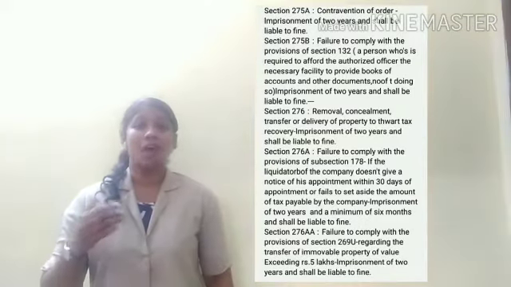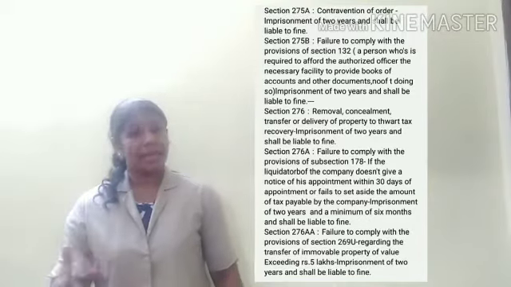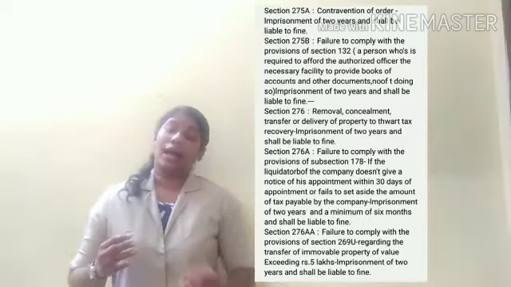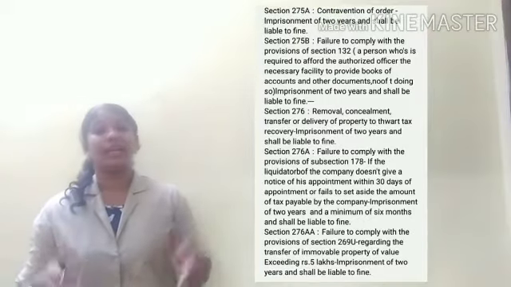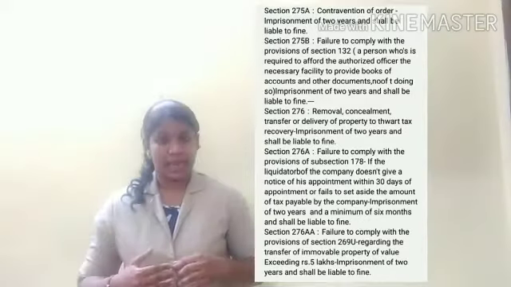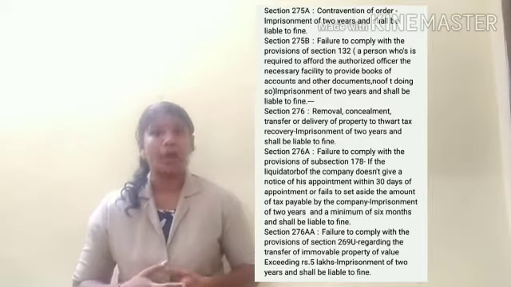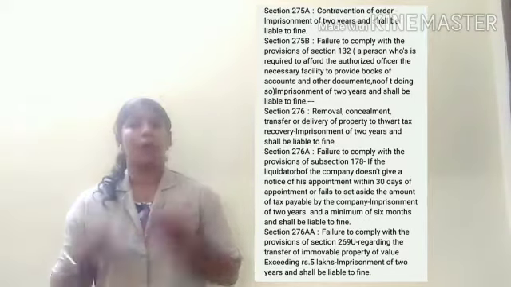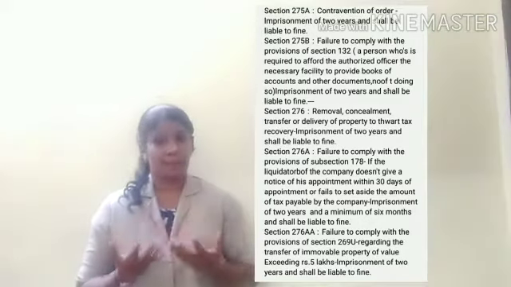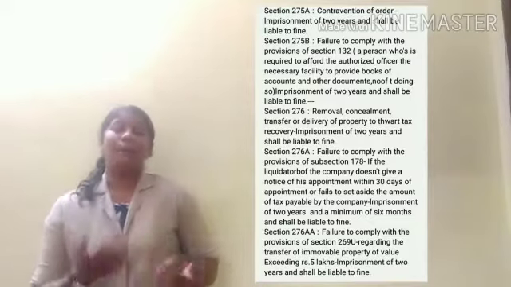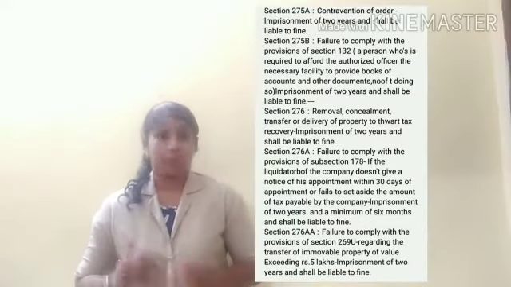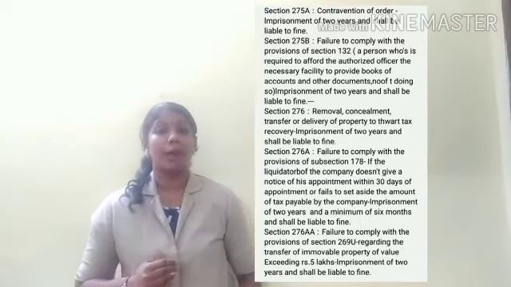Or if the amount of tax payable or likely to be payable by the company is not paid by that particular person, he shall be liable for an imprisonment of a maximum period of 2 years or a minimum period of 6 months and shall be liable for a fine. So here the minimum period is 6 months and the maximum period is 2 years, as we said earlier, and shall be liable with an amount of fine.